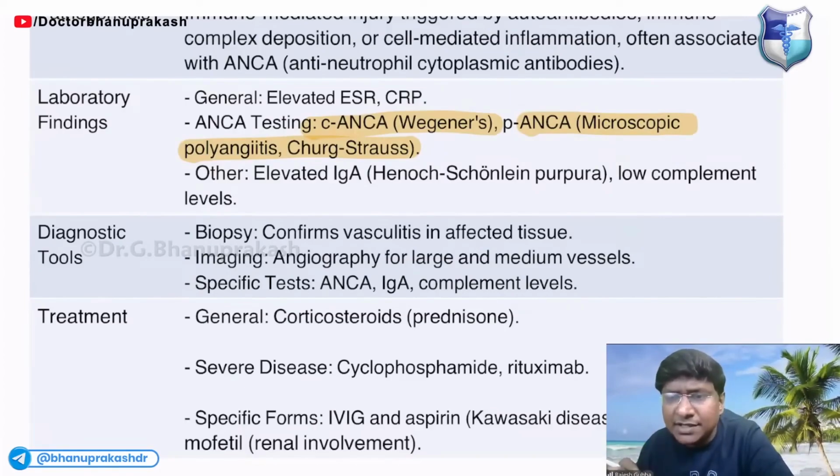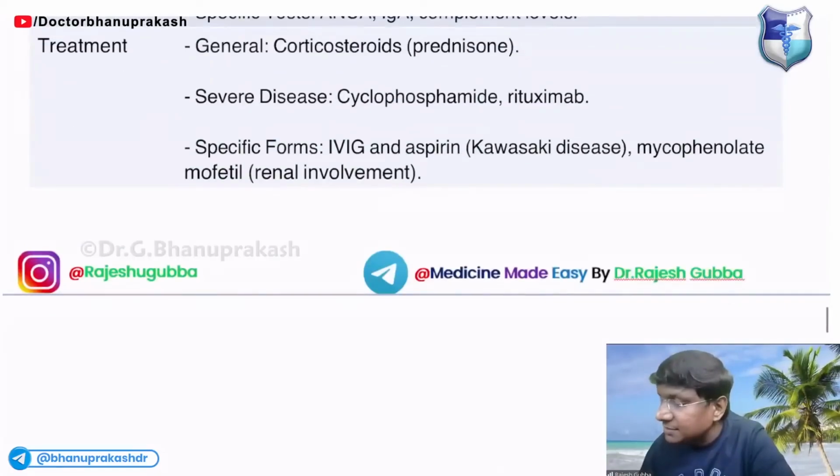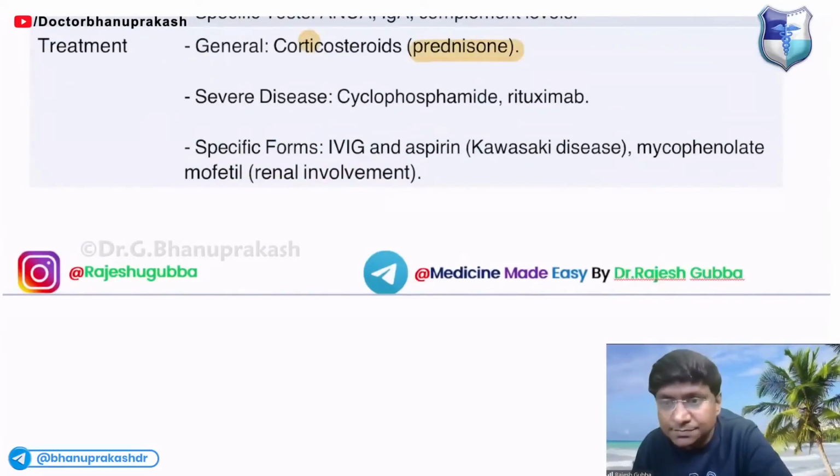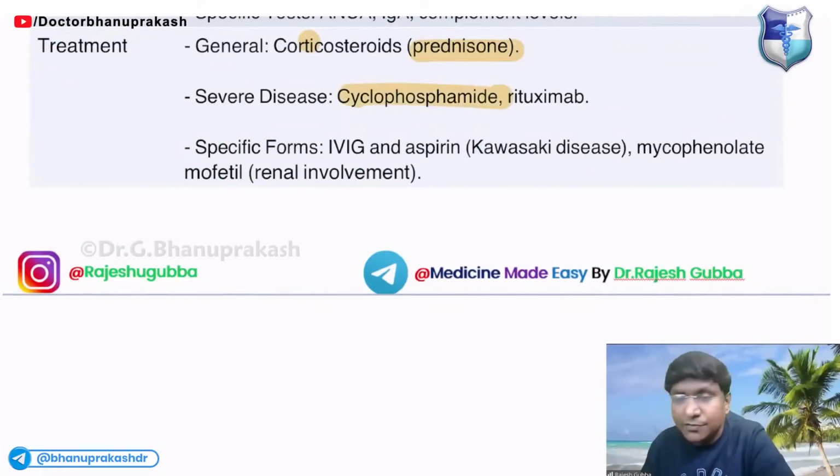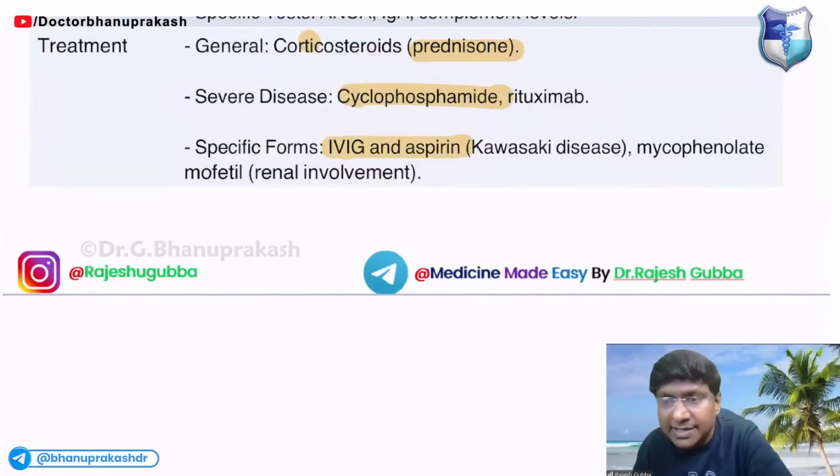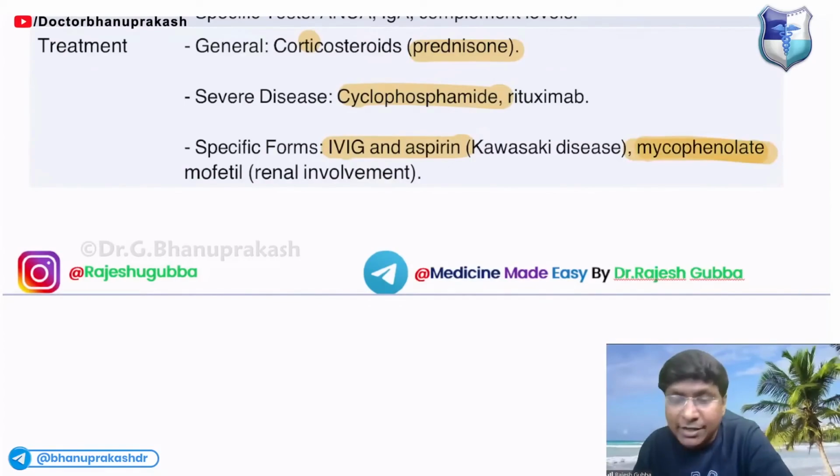In the majority of conditions, because inflammation is the key point, the drug of choice will be prednisolone. In severe disease, we give cyclophosphamide and rituximab. In specific conditions like Kawasaki, you need to give intravenous immunoglobulin and aspirin. And if there is renal involvement, you need to give mycophenolate mofetil. Now we'll take up the individual conditions.